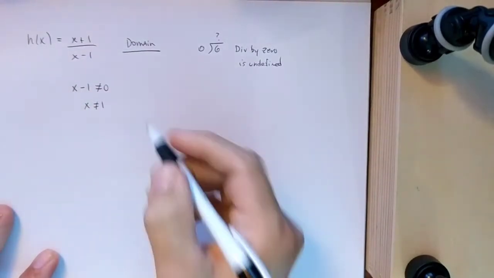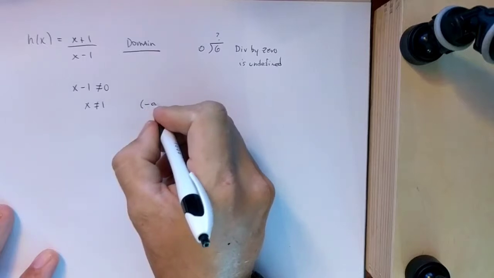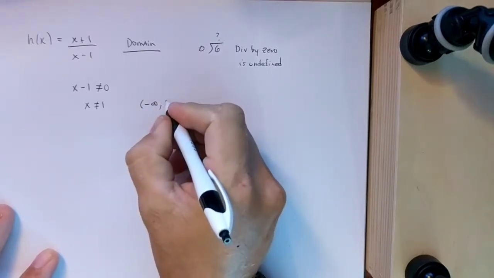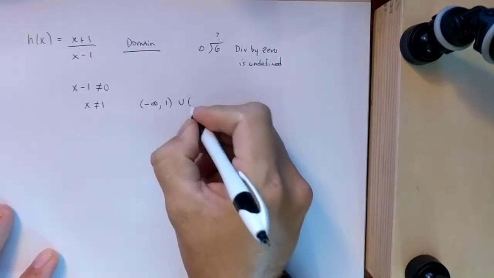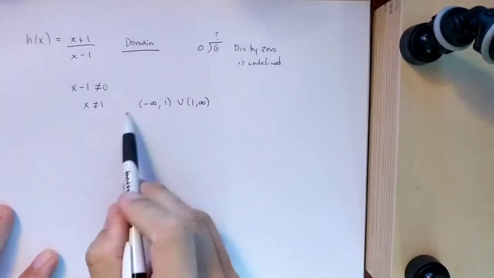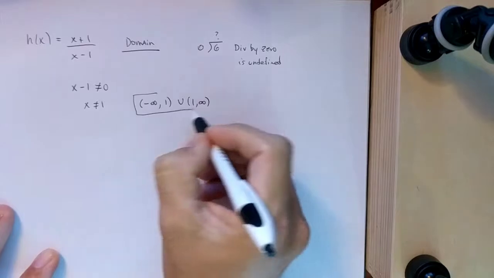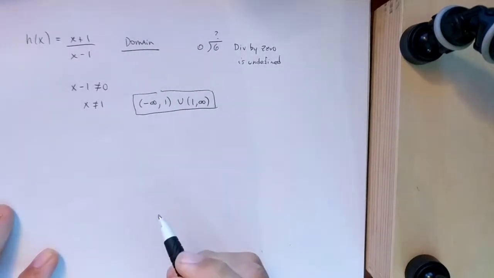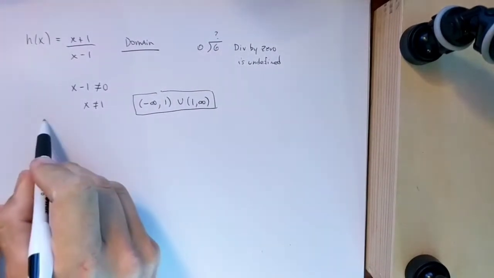So what does this mean in the domain? For interval notation, this would be negative infinity to 1, union 1 to infinity. So this is the entire real number line just with 1 taken out of it. So this would be your answer to the domain. Okay, let's do another example.